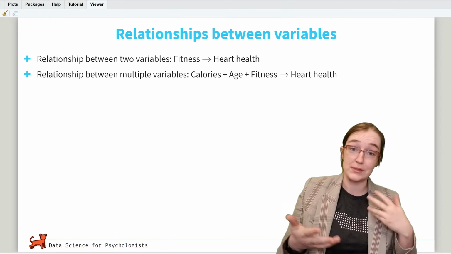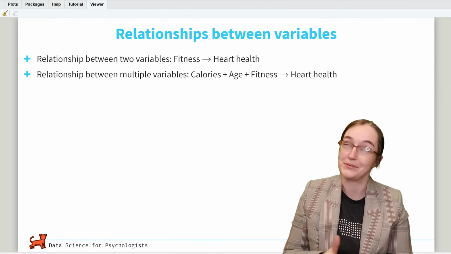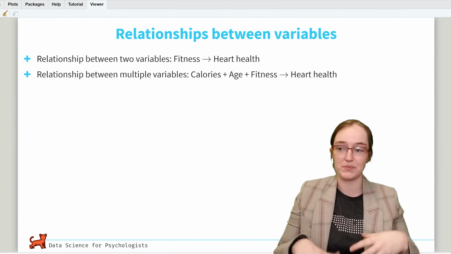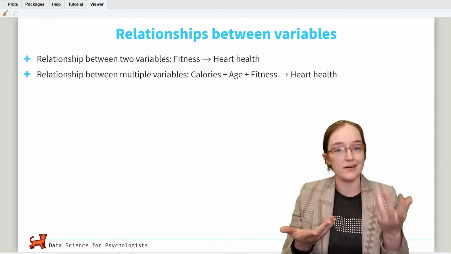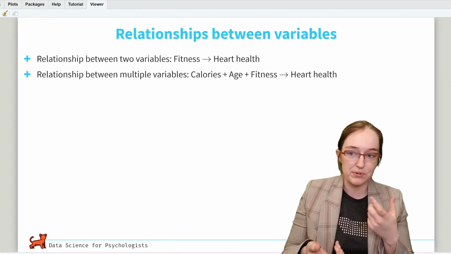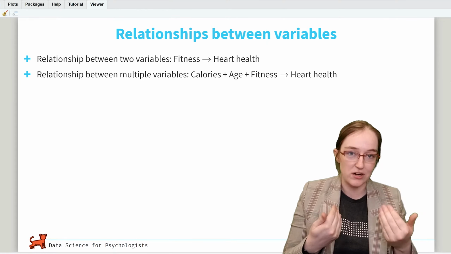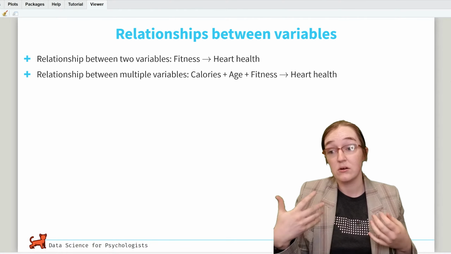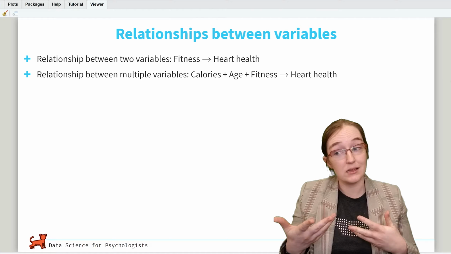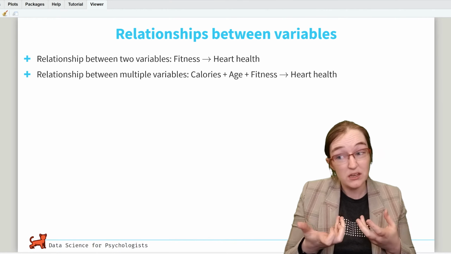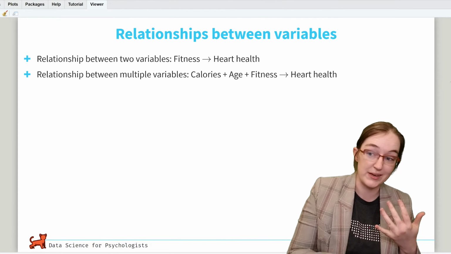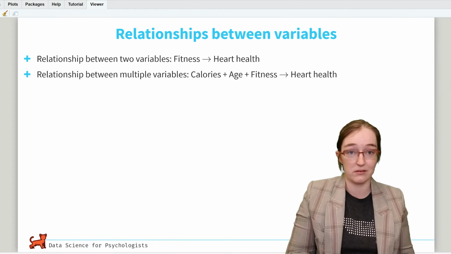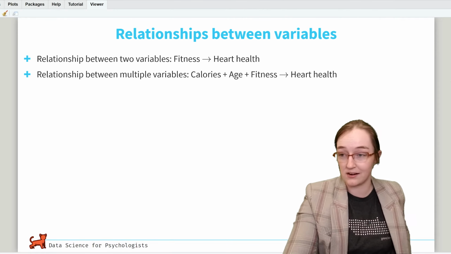Let's just talk about the relationships between variables in particular. So when we have a relationship between just two variables like fitness and heart health, it seems pretty straightforward. Either fitness causes heart health, or heart health causes fitness, or something along those lines. But in reality, relationships are between multiple variables. So it's like calorie intake, age, and fitness. All three of those influence heart health, so we need all of that data there.